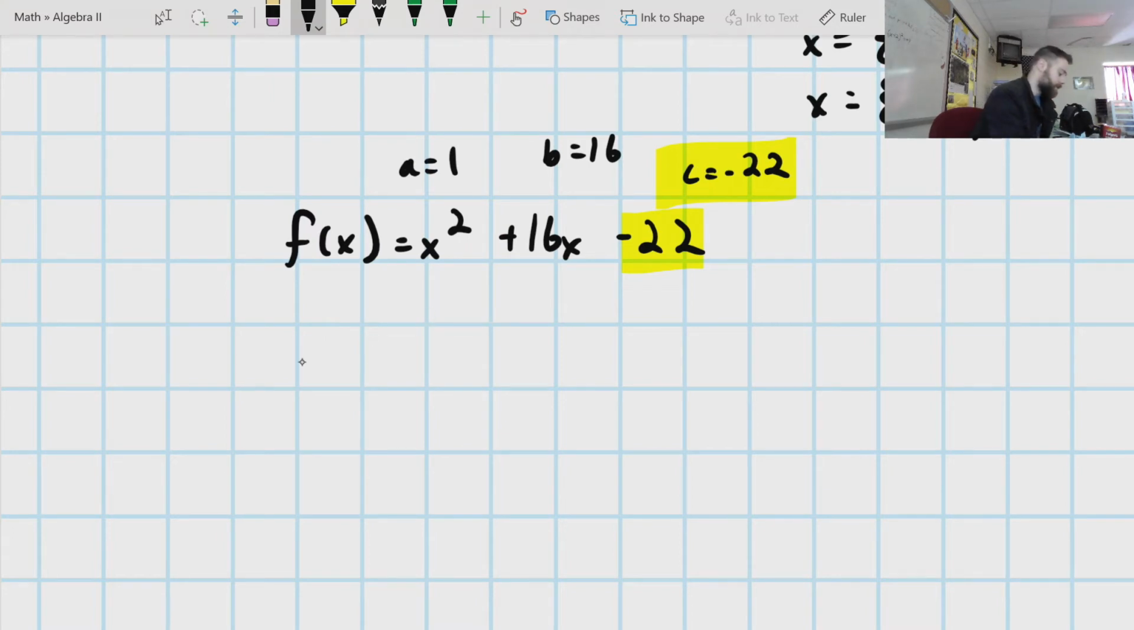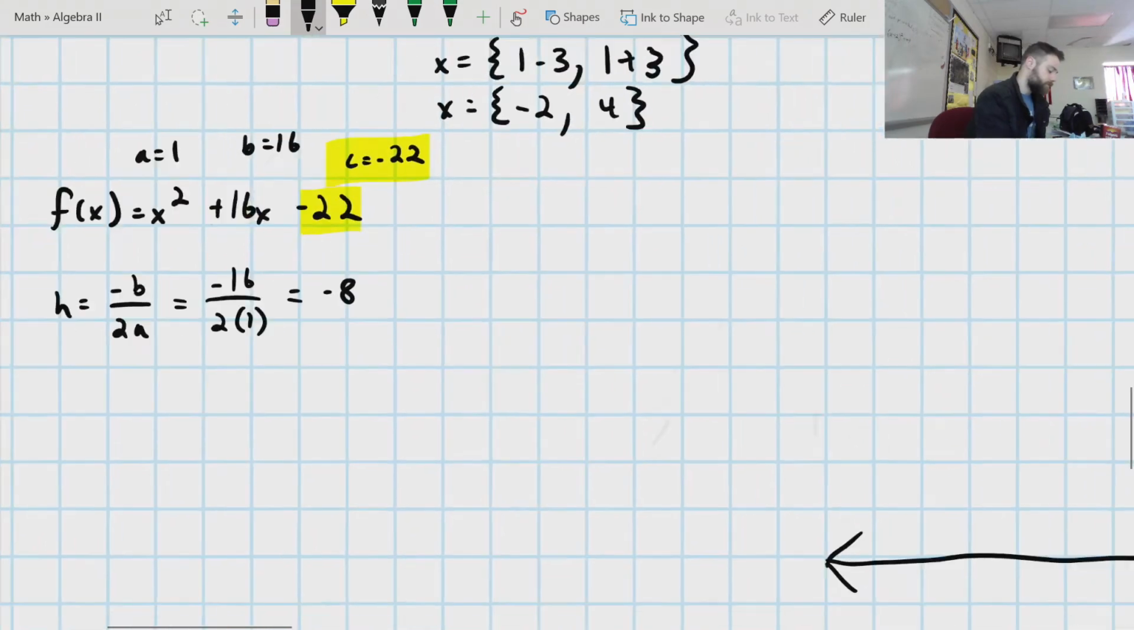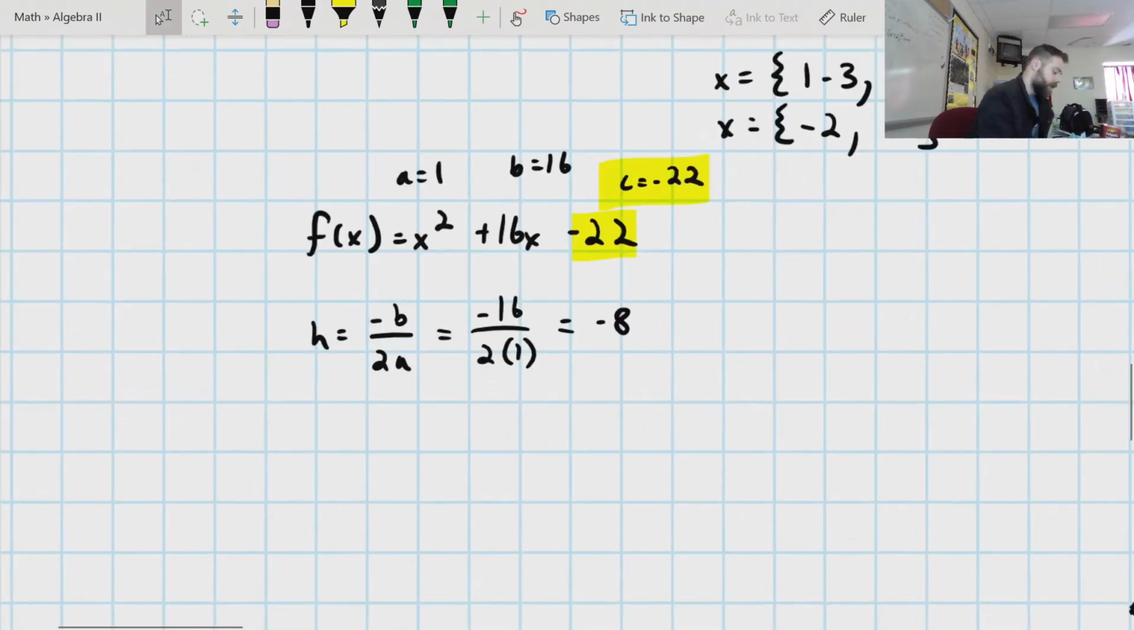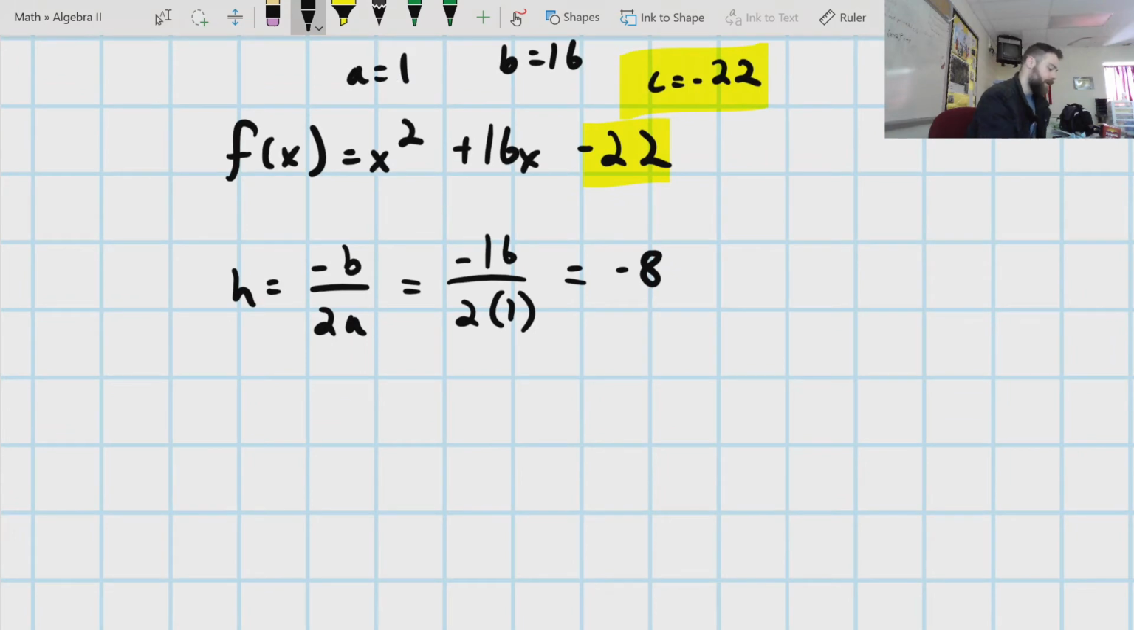Okay, so now I want to find my h value, which is negative b over 2a. My b term is 16, so I've got negative 16 over 2 times 1. So negative 16 over 2 is negative 8. And so that gives me my h value. I've got my a value. So the only thing left to find is my k value. So k is going to equal f of negative 8. So you find h, then you plug it in. h is negative b over 2a. Once you calculate that, you get negative 8 in this example. So you're going to plug that into the function to get your y value, which is your k.